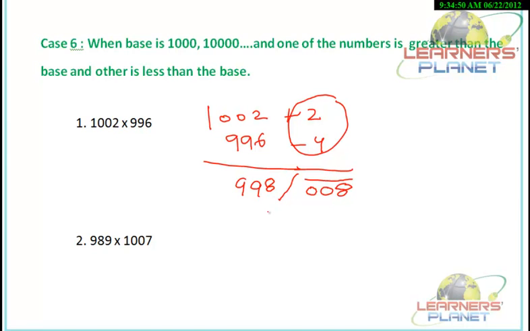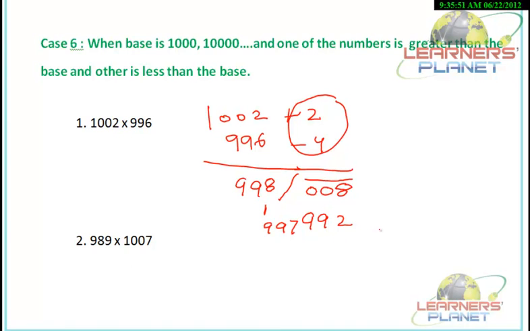Now similarly, as when the base was 100, we used to deduct 1. Similarly, we'll be deducting 1 from this calculation from 998, and this 008 we will be deducting from 1000, since the base is 1000 over here. So if we deduct 8 from 1000, we'll be getting 992, and 998 minus 1 will be getting 997. So the final answer of 1002 and 996 multiplication is 997992. It's very simple, friends. You just have to practice well.